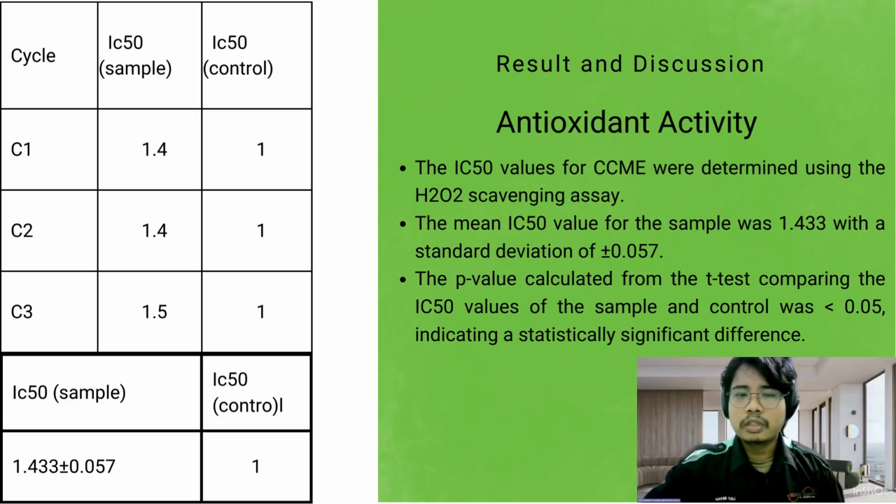And for the antioxidant result, it can be stated that C. citratus methanol extract did have antioxidant activity. This is shown by the reliable percentage of H2O2 scavenging, leading to antioxidant activity. The IC50 value for CCME was determined using the H2O2 scavenging assay by using the percentage scavenging and the mean of the absorbance. The mean value for IC50 of the sample was 1.433 with a standard deviation of plus minus 0.057. The p-value calculated from the t-test comparing the IC50 value of the sample and control was found to be less than 0.05, indicating a statistically significant difference.